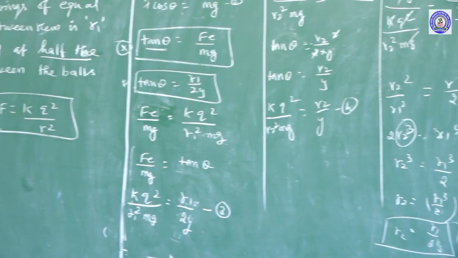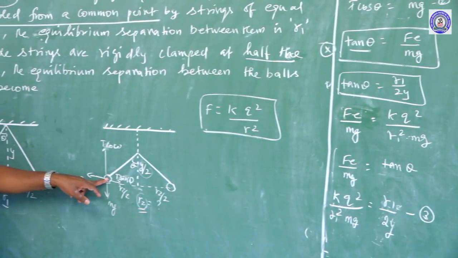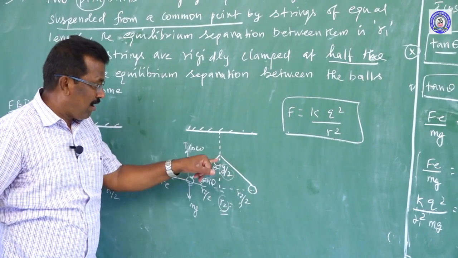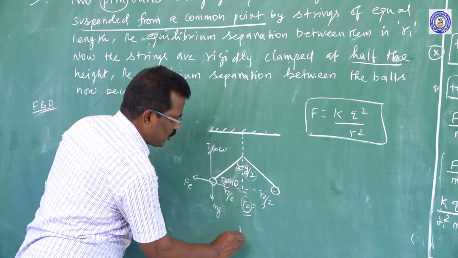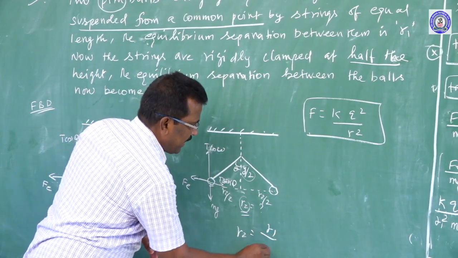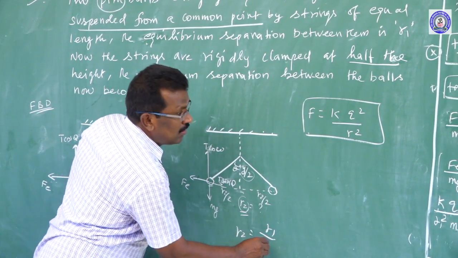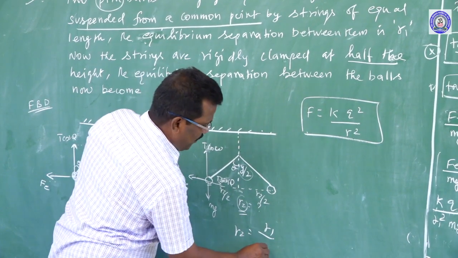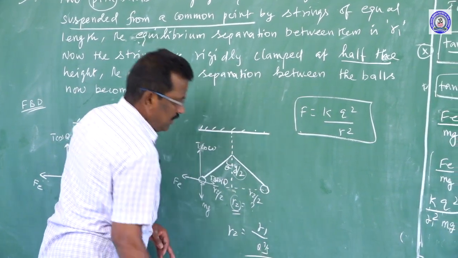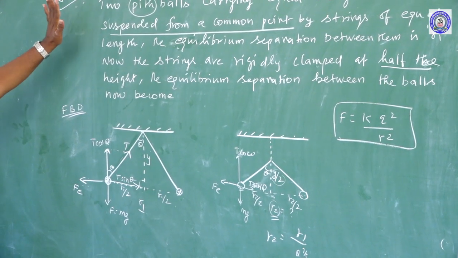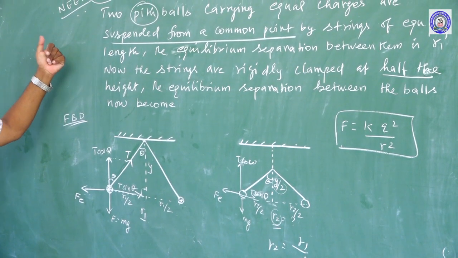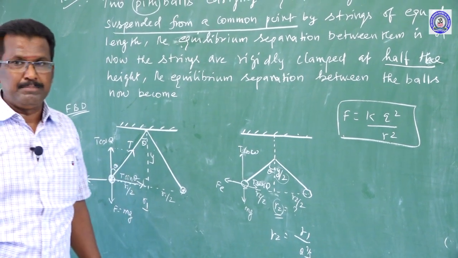The distance between two charged spheres, that is pith balls, when the setup is changed by half the distance, compared with the previous one, the distance r2 is equal to r1 by 2 power 1 by 3. This question was asked in NEET 2013 based on the previous question. Okay, let's move to the next problem.